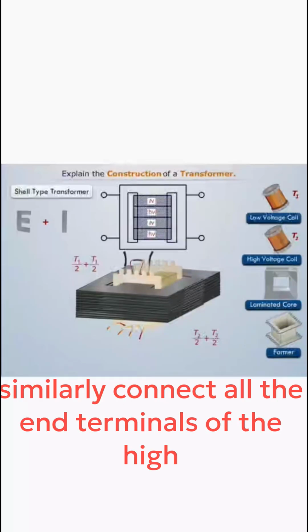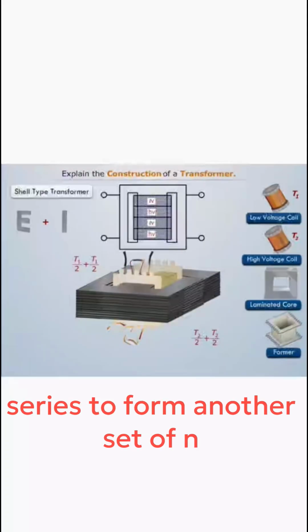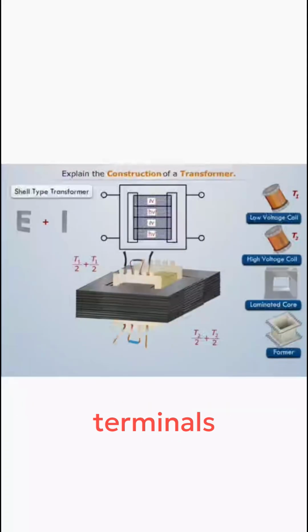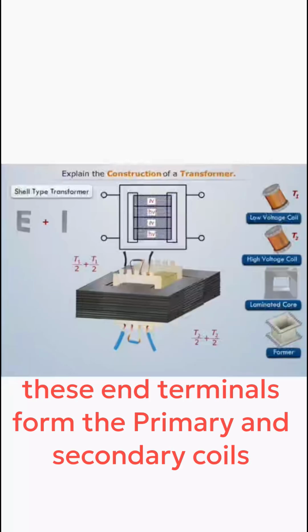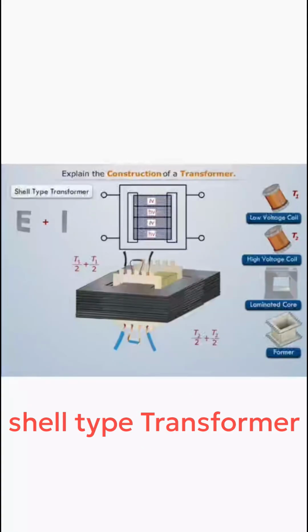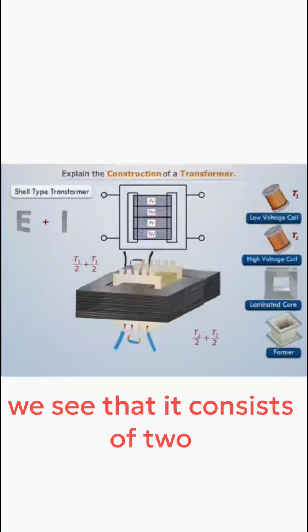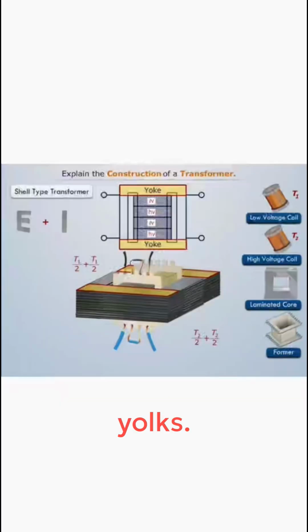Similarly, connect all the end terminals of the high voltage coils in series to form another set of end terminals. These end terminals form the primary and secondary coils of the transformer. Thus, we have the shell-type transformer, as we see that it consists of 2 yokes and 3 limbs.